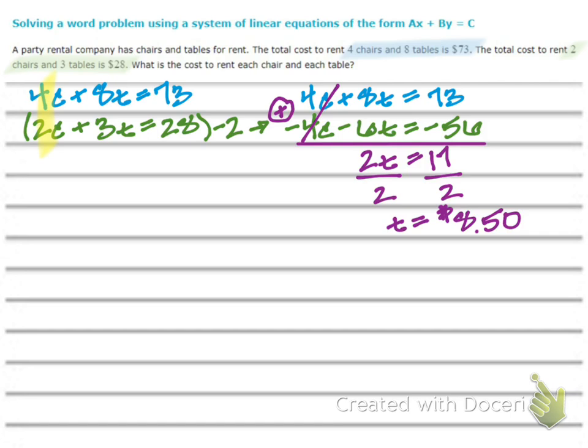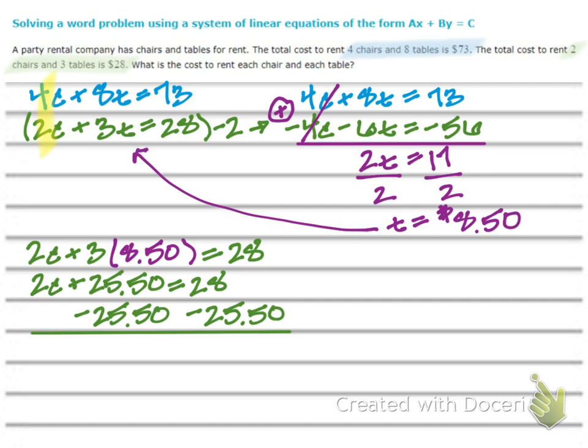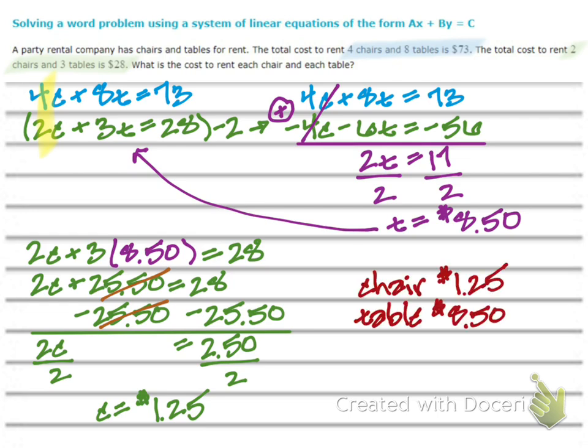Now that I know how much a table is, I'm going to plug it into one of those 2 original equations. It does not matter which one. I typically choose the one with the smaller numbers, right? So plugging that in. Now I know how much my T is, and I want to solve this for C. So I've got to multiply by 3, and then move the 25.50. 2C is $2.50, so C is $1.25. So a chair is $1.25, a table is $8.50.